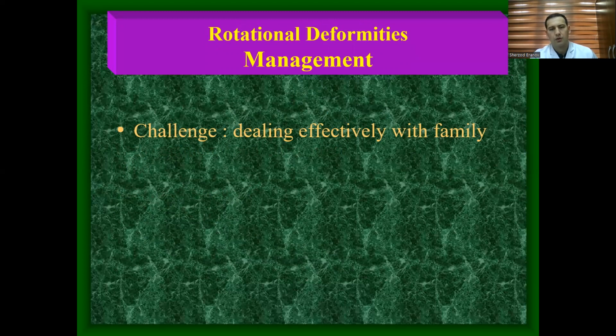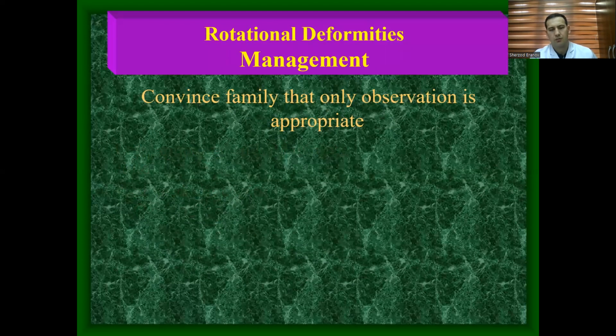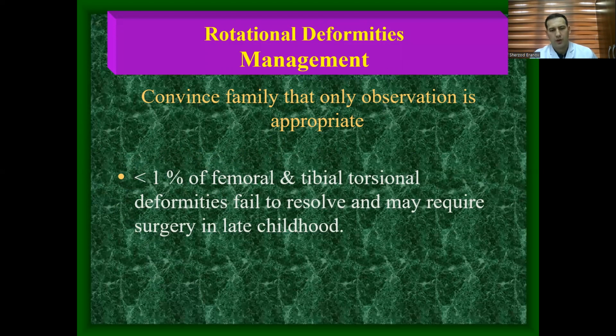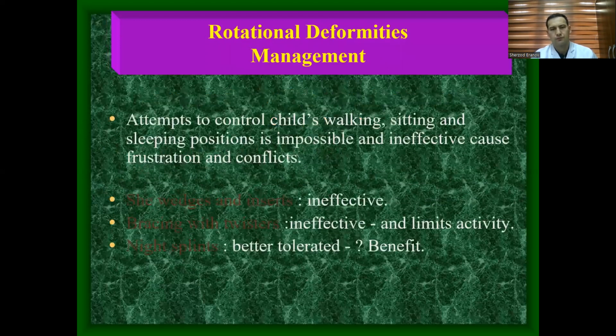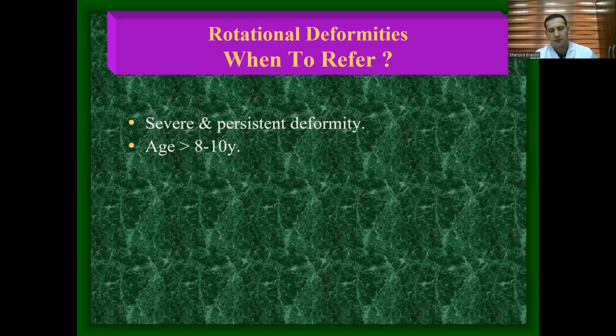Rotational deformity management challenge: dealing effectively with the family. In-toeing spontaneously corrects in the vast majority of children as the legs rotate externally with growth. Convince the family that only observation is appropriate. A few persons with femoral and tibial torsional deformities fail to resolve and may require surgery in late childhood. Attempts to control the child's walking, sitting, and sleeping positions are impossible and ineffective, and cause frustration and conflict. Surgery is for severe and persistent deformity, age more than 8-10 years, causing functional disability.